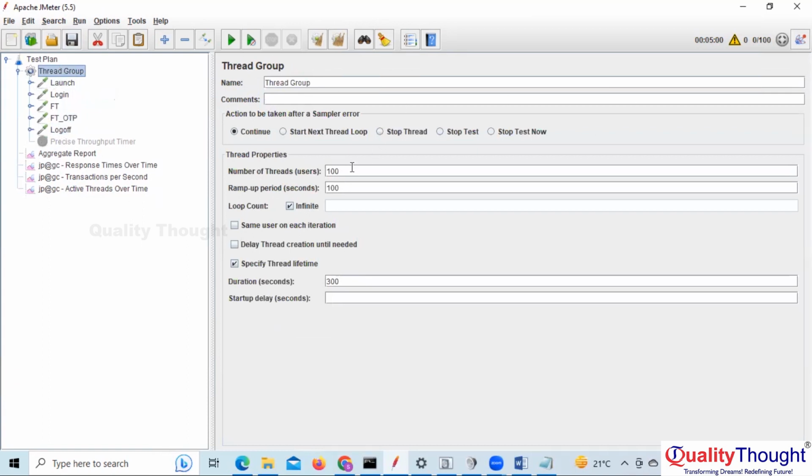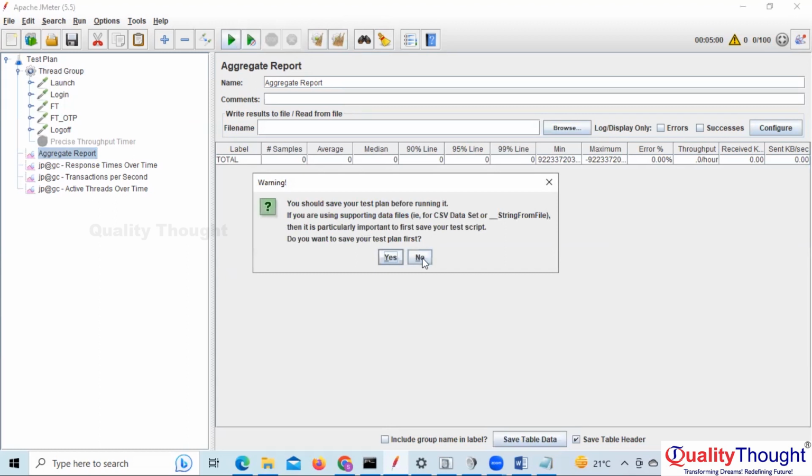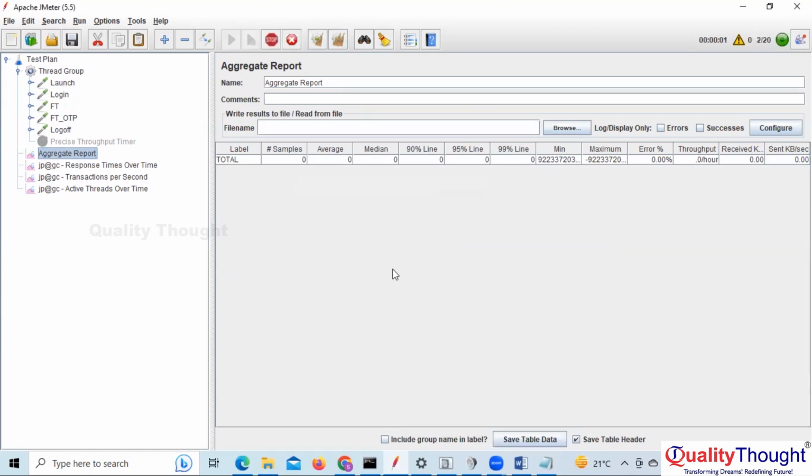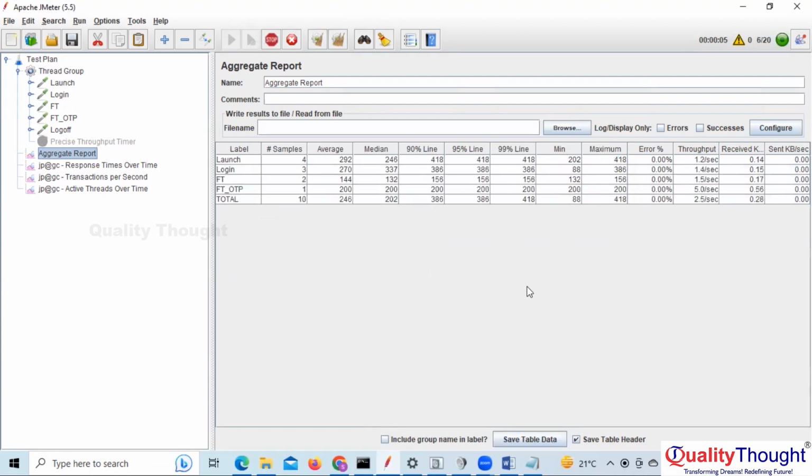So now again take 20, 60, or you can maybe give 20 only just to run quickly. So you are running this scenario, and let us run first. Just initially you need to run to know the maximum response time. Okay, so I'm running it.